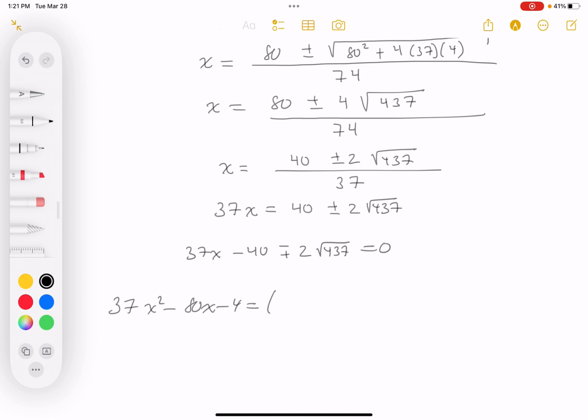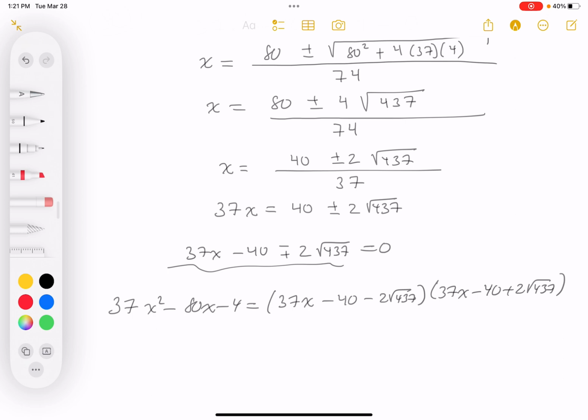So anyway, what's the factorization going to be? 37x minus 40 minus 2 root 437. I'm looking at this to do that, by the way. 37x minus 40 plus 2 root 437. It's a terrible looking factorization. It's also incorrect, by the way. Let me explain why it's incorrect. If I multiply it out, I'm going to get 37 squared. I don't want that. So I need to divide by 37, or multiply by 1/37. This is my result over here.